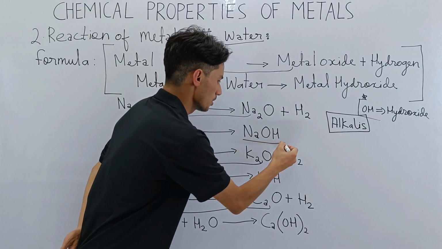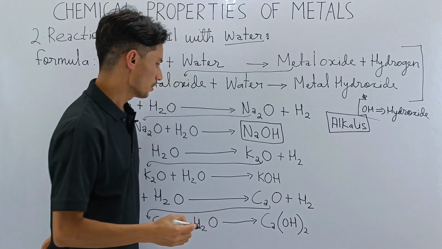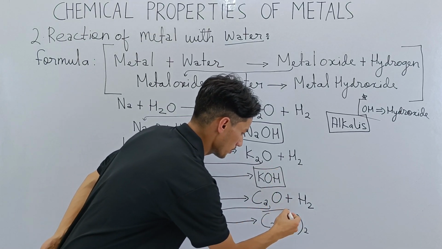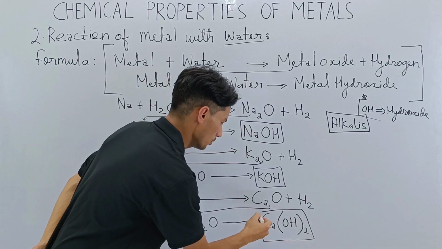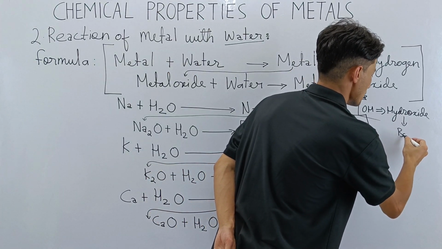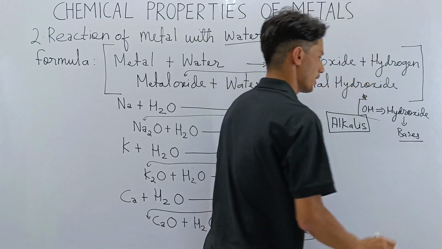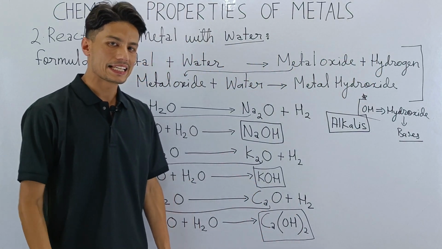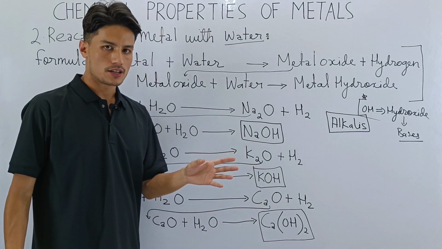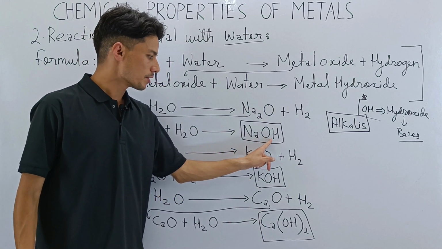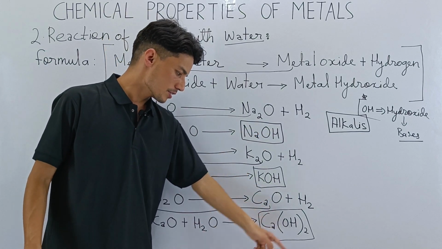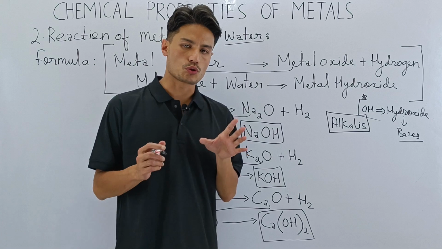These are all metal hydroxides. Now all these are bases. Remember class, hydroxides are all bases. And interestingly, all of these bases are soluble in water. I repeat, all of these bases, sodium hydroxide soluble in water, potassium hydroxide soluble in water, and calcium hydroxide soluble in water. So these bases are soluble in water.